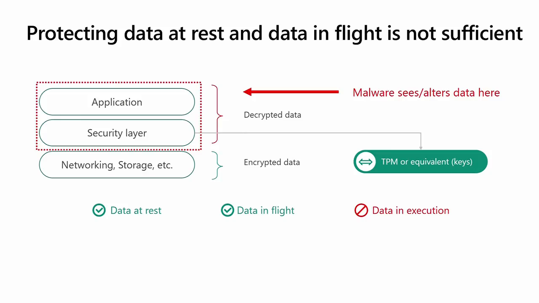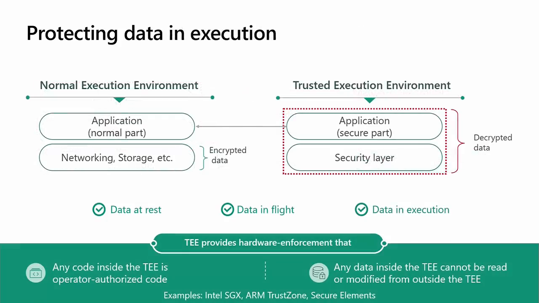So it's that part in the red box that is the at-risk part for data in execution. Instead, if you take that part in the red box and move it over and run it in what Eustace referred to as a trusted execution environment, you can see here now the application has been split into two parts. There's the normal part on the left, and then there's the secure part on the right that's inside the trusted execution environment. The trusted execution environment is what provides the protection against the threats that we're talking about.